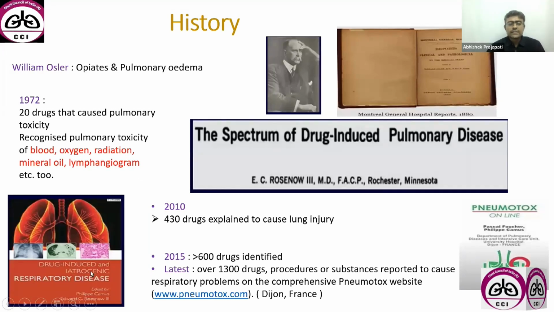In 2010, the same group of doctors, Dr. Rosenow and colleagues, published a book on drug-induced lung diseases, in which around 430 drugs were mentioned that may cause lung injury. In 2015, more than 600 drugs were identified, and the latest count is around 1,300 drugs, mentioned on www.pneumotox.com in France. They have developed this online website which shows everything about drug-induced lung injury.